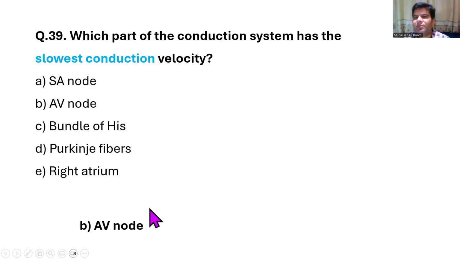Why is the AV node slowest to conduct? Because it has fewer gap junctions between the cardiac cells. Please mind it, the AV node is modified cardiac tissue, and at the intercalated disc here, the gap junction number is less. So that's why the signal conduction will be slow at this point, and this has the slowest conduction velocity. So if you are asked in an examination which component of the cardiac conduction system is fastest to conduct, the answer will be Purkinje fibers, because between the Purkinje fiber cells there are the highest number of gap junctions present.